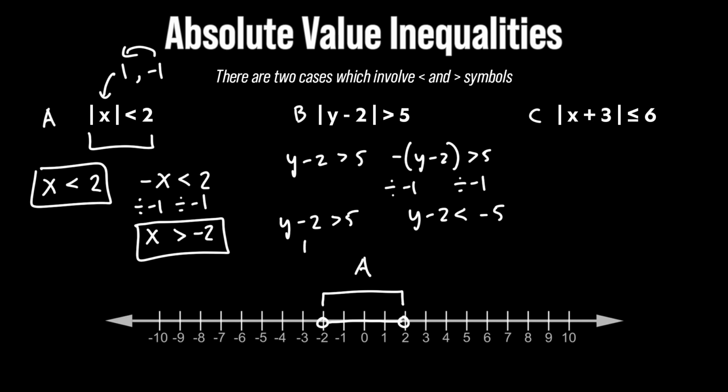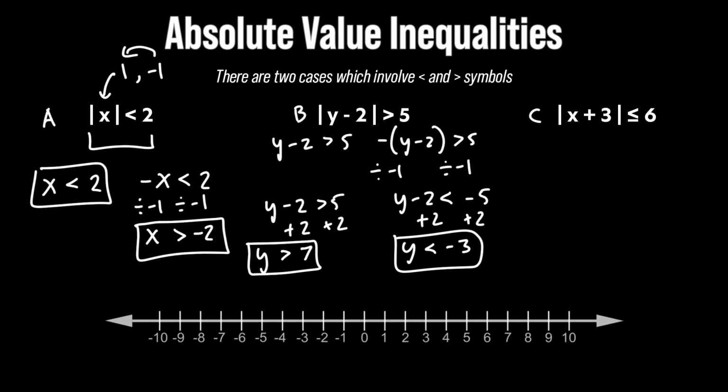On both of them, we're going to add 2. So we're going to get y is less than negative 3. That's one of them. And the other one is going to be y is greater than 7. So we're going to have a number that's greater than 7, open circle, and a number that is less than negative 3. So greater than 7 looks like that, and less than negative 3. So our interval for B is going to be the aggregate of these two intervals.